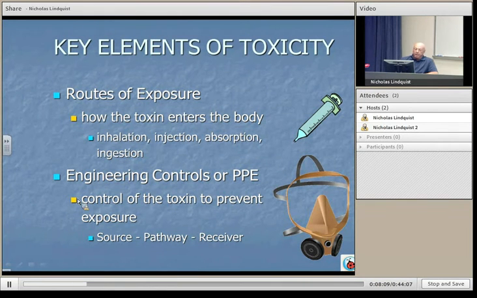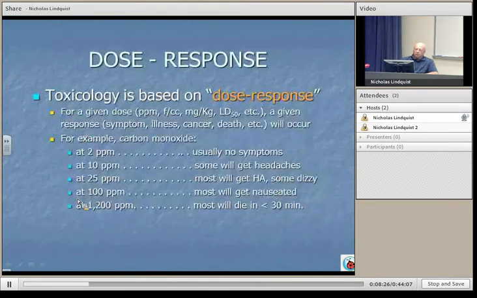And one of the elements of reducing toxicity is to implement controls to prevent exposure. And those engineering controls can be implemented anywhere from the source or the path or the receiver of that toxic agent.